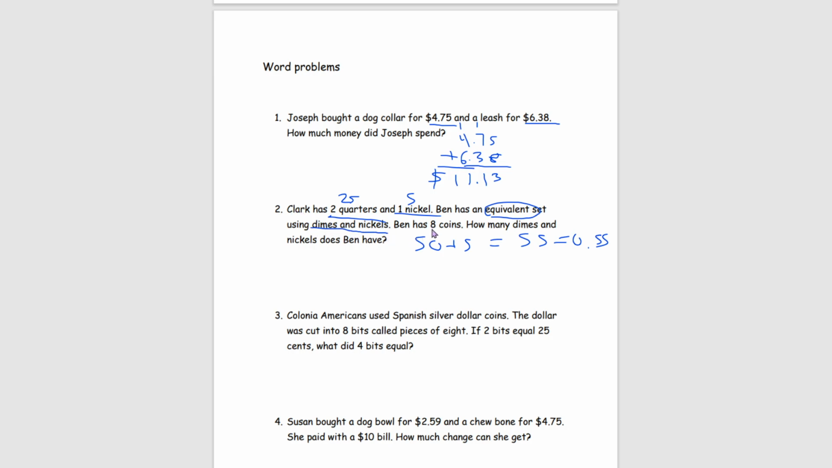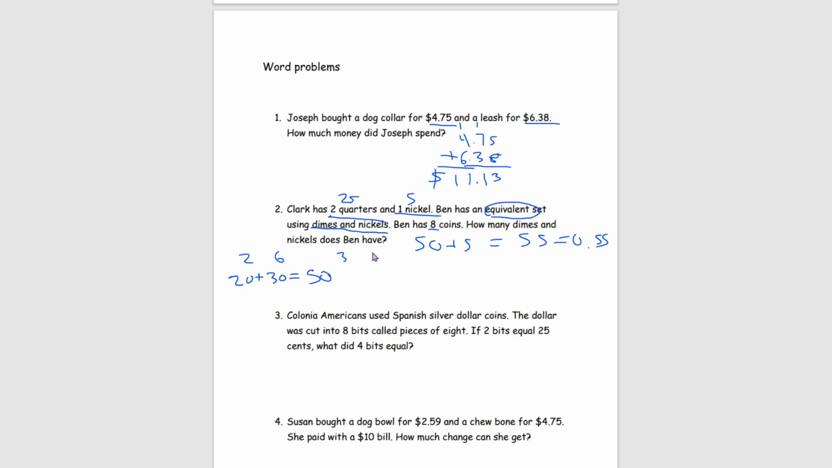So we know that Ben has an equal amount of money to Clark, but this time he only has dimes and nickels. And we know that he has 8 coins in total. So we gotta guess and check until we get $0.55 using 8 coins, and using only dimes and nickels. So let's estimate first. Let's imagine that he has 2 dimes and 6 nickels. 2 dimes is 20, and 6 nickels is 30. Add these two together, and we only get 50, so we're 5 short. So this is not the right combination.